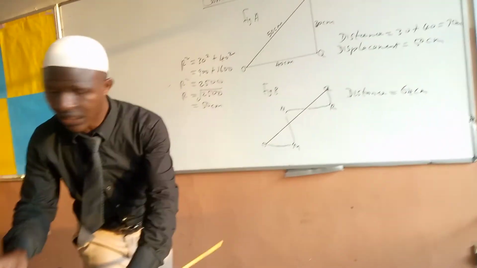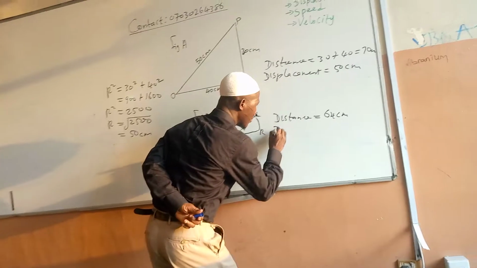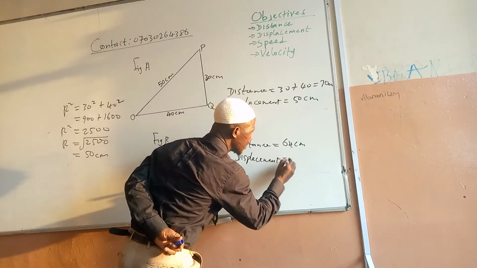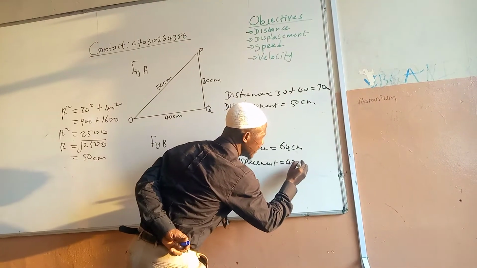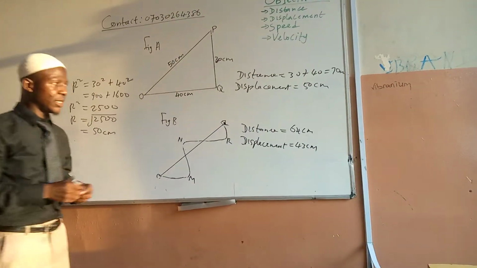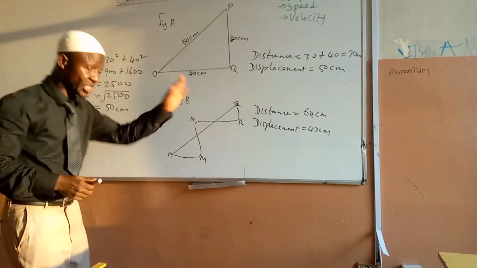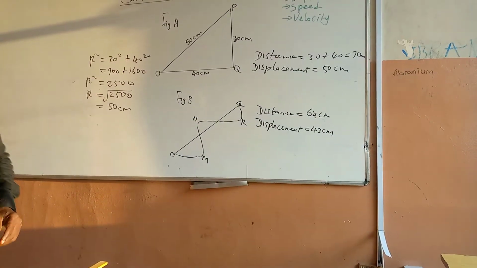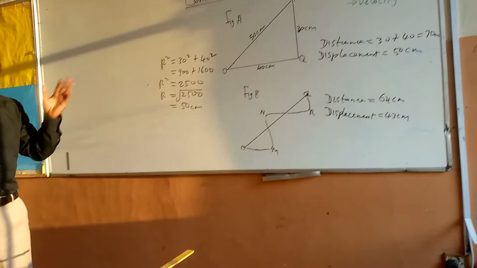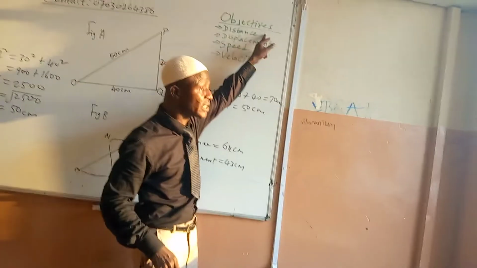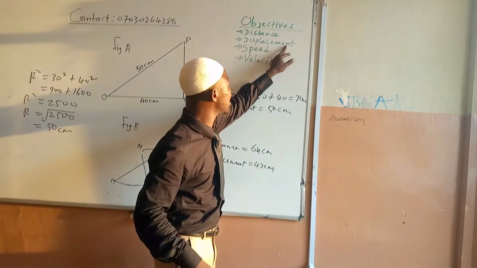Therefore, the displacement in this case is equal to 43 centimeters. You can see the difference. That's why we said displacement is the shortest distance from starting point to the end point. Now, somebody asks you, what is the difference between distance and displacement? The first thing is distance is scalar quantity, displacement is vector quantity.